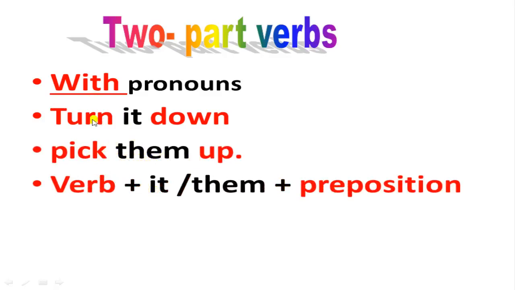So here you have the verb, turn, pick. This is the verb. Then the pronoun, it, them. The preposition, down, up. This is the preposition. So we have the verb, the pronoun, the preposition. Turn it down, pick them up. If I have the television, turn the TV down, it's singular, one, I can make it the pronoun it. Pick them up, like pick your things up. So plural, two, three, four, them. Verb, it, for one, singular. Them, plural, two, three, four, plus preposition.